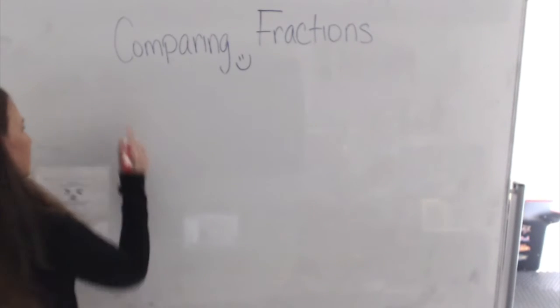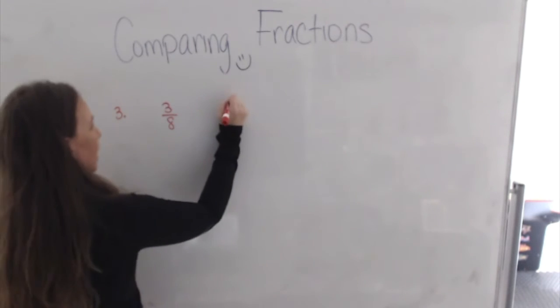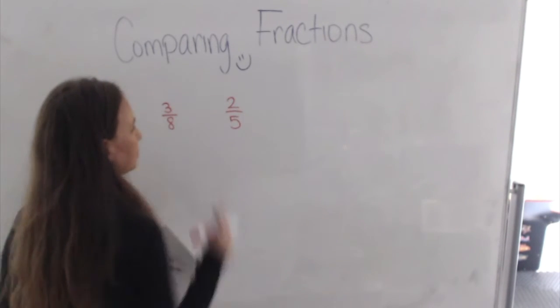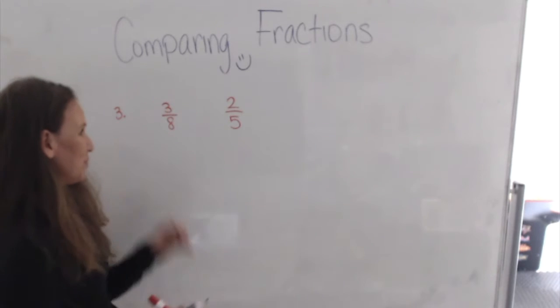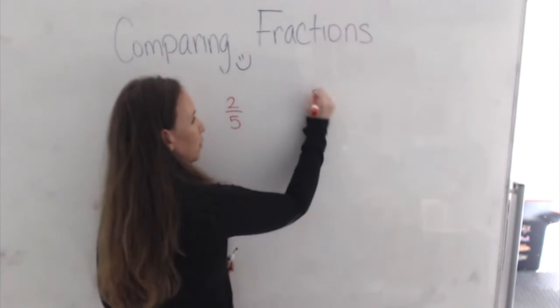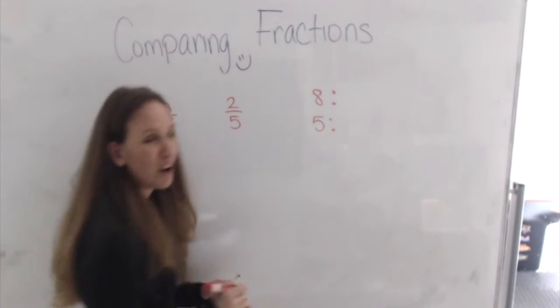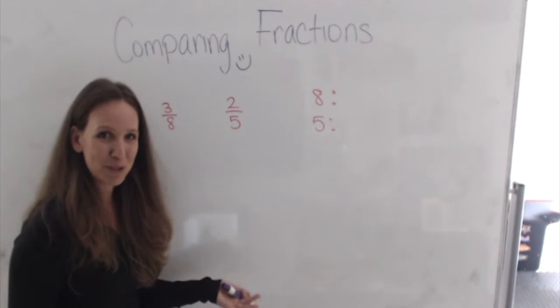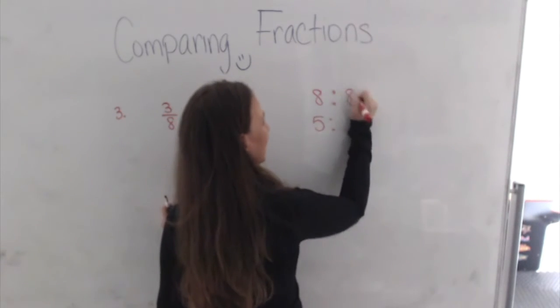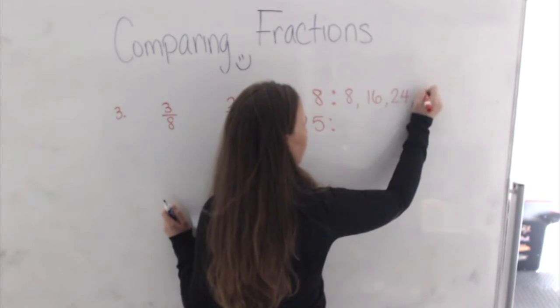Number 3. Number 3 says 3/8 and 2/5. So let's go, and we're going to write our denominators over here. And we start with 8, and we work through our multiples. 8 times 1 is 8, 8 times 2 is 16, 8 times 3 is 24, 8 times 4 is 32.